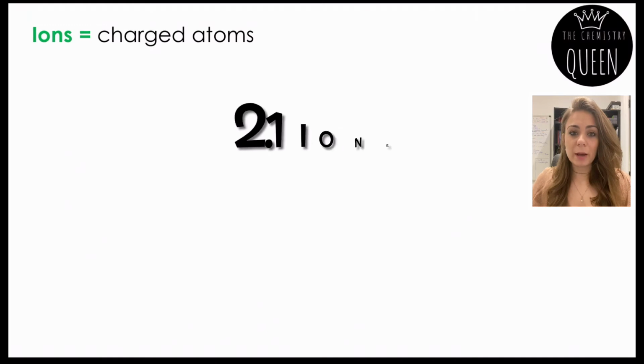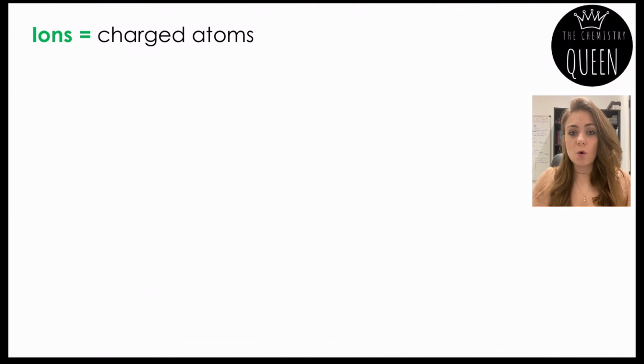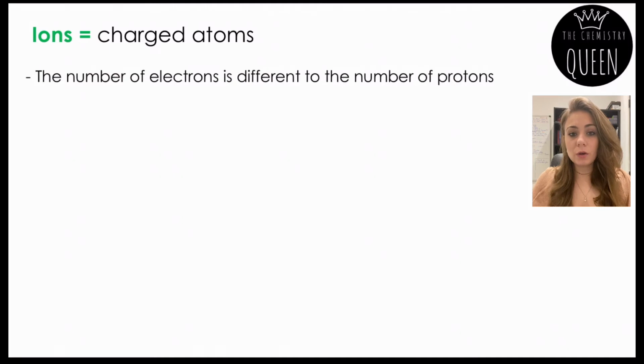In this video, we're going to be looking at particles called ions. Now, ions are charged atoms, so they can either have a positive or a negative charge. They get their charge by having an unequal number of electrons and protons. So the number of electrons is different to the number of protons.